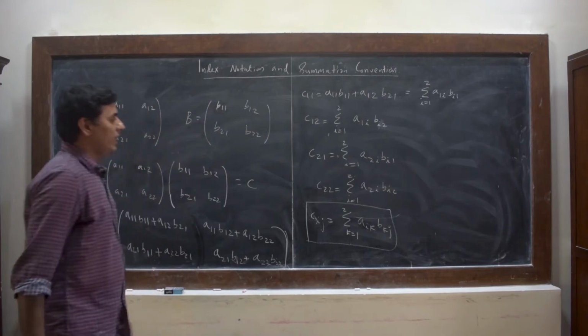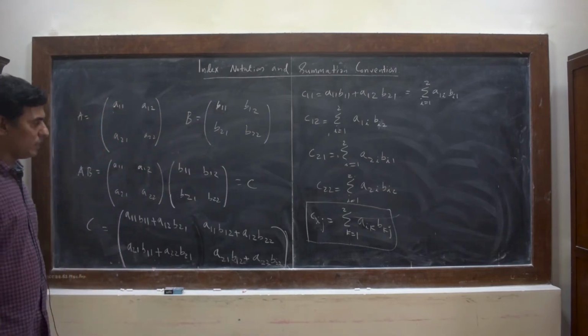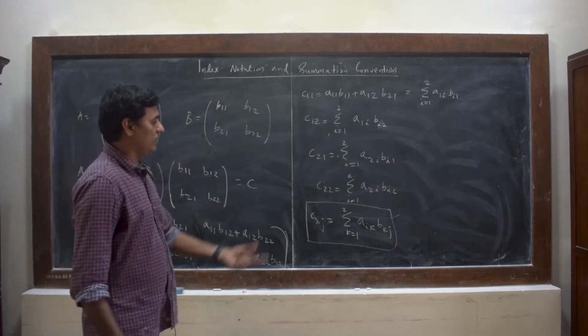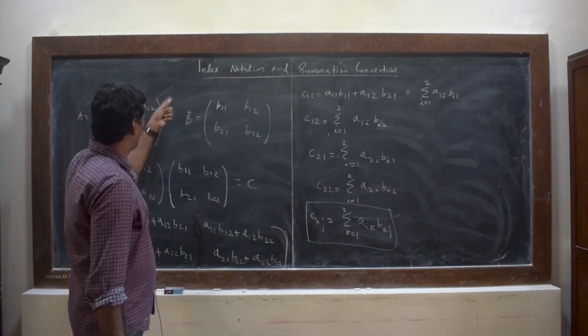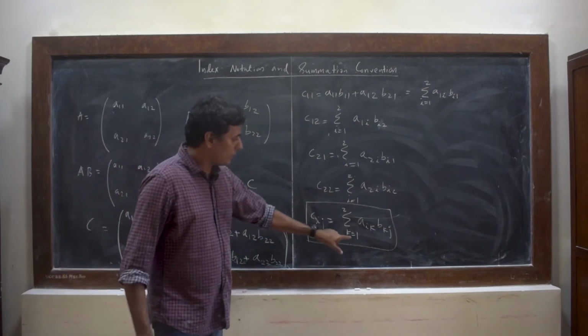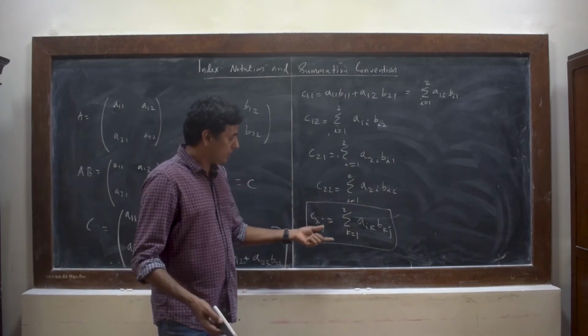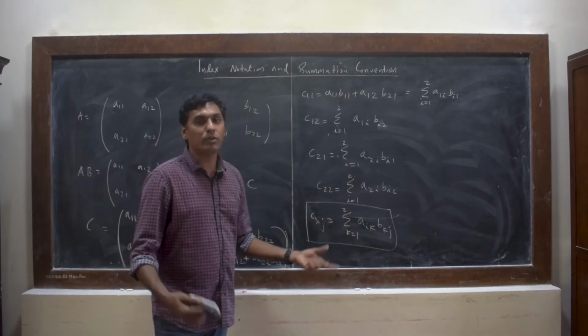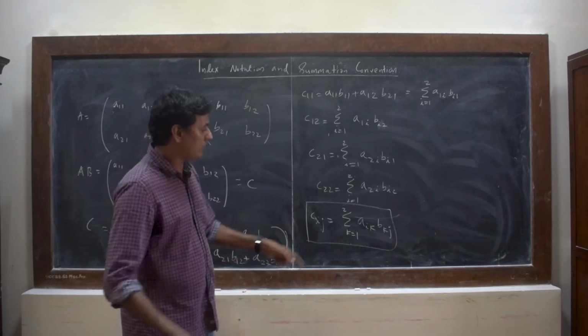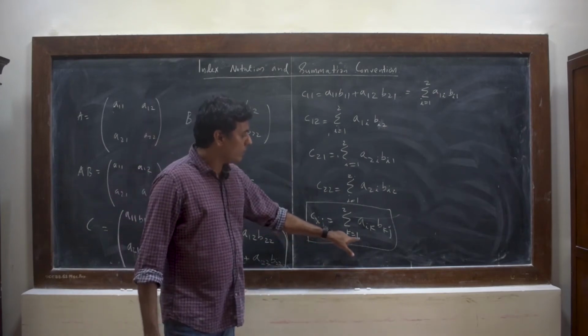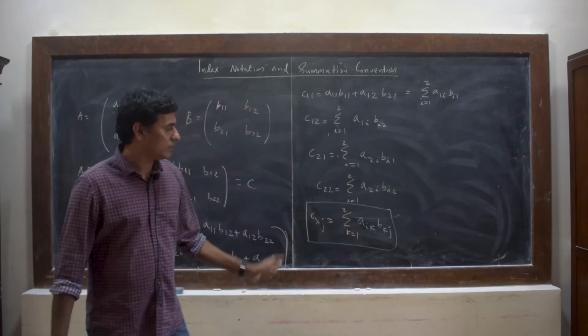And now if A and B are 3 cross 3 matrices, the only difference is going to be k equal to 1 to 2. Instead of 1 to 2, you will have 1 to 3, and if you have any n cross n matrix, you will have k equal to 1 to n. That will be the case.